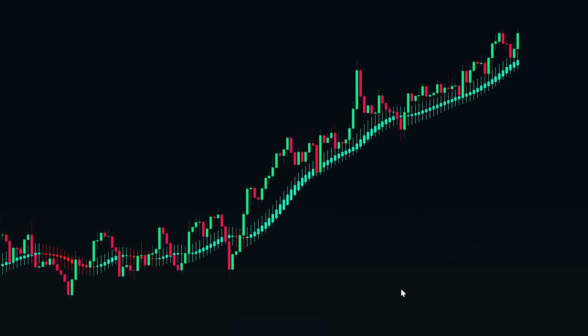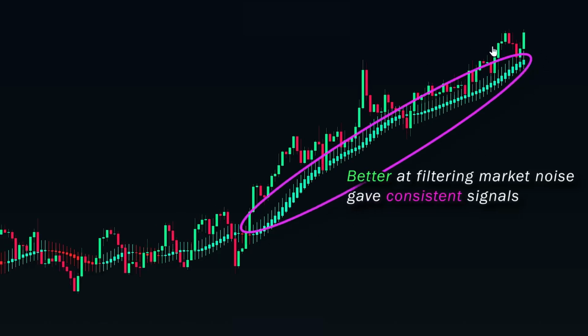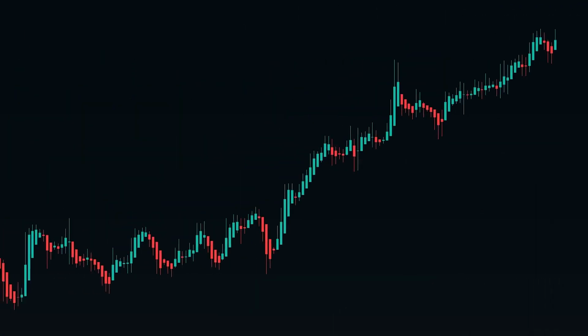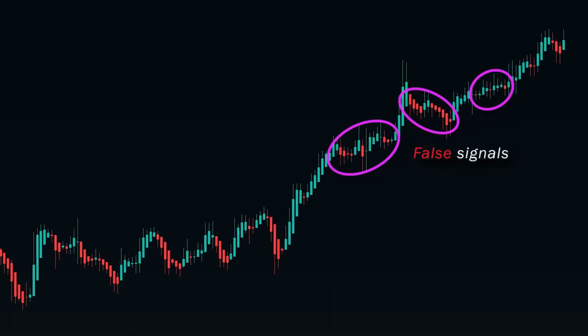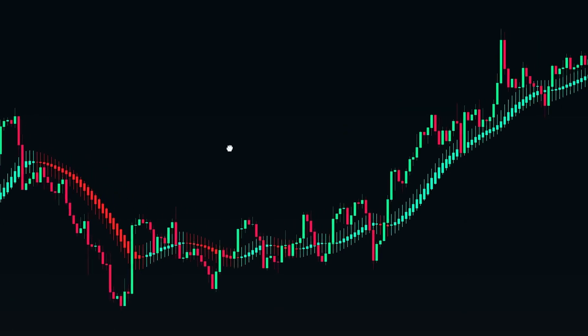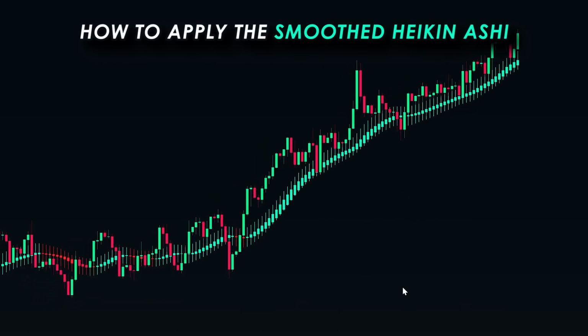Furthermore, the Smooth Heiken Ashi is much better at filtering out noise when the market is volatile. As you can see here, the Smooth Heiken Ashi isn't really affected by the short-term market volatility, as it still gave consistent signals. Compared to the classic Heiken Ashi, which produces multiple false signals as it reacts more sensitively to short-term volatility. Now, I'm going to show you how to apply the Smooth Heiken Ashi indicator onto your chart.